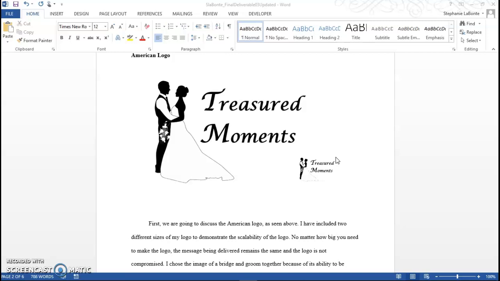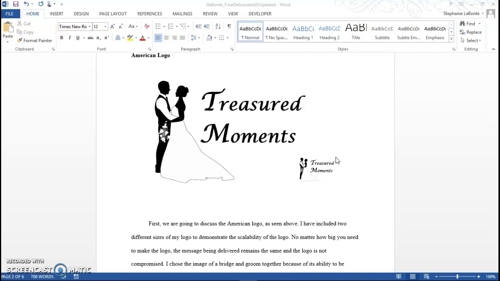First, we are going to discuss the American logo, as seen above. I have included two different sizes of my logo to demonstrate the scalability of the logo. No matter how big you need to make the logo, the message being delivered remains the same and the logo is not compromised. I chose the image of a bride and groom together because of its ability to be recognized for what it is and the connection it has to the business concept in general.